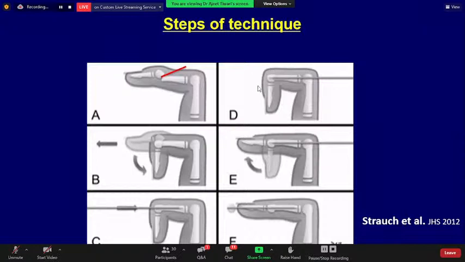If the fracture is not reduced properly, see diagram D, and you can take the wire out a little bit proximally and reduce it again.